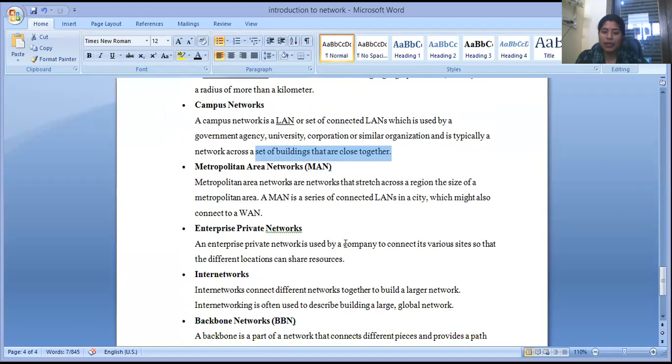Now, the enterprise private network is a network which is used by a company to connect its various sites so that different locations can share resources. If we talk about the internetwork, an internetwork connects different networks together to build a large network. Internetworking is often used to describe building a large global network.